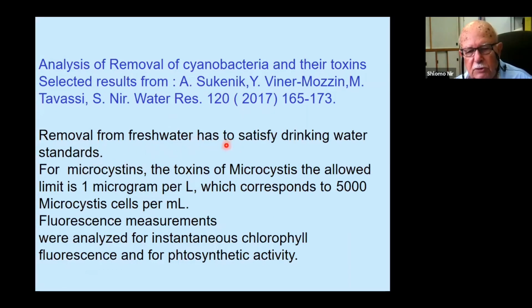Removal of cyanobacteria from fresh water has to satisfy drinking water standards. For this cyanobacterium, Microcystis, the toxins are called microcystins. The allowed limit is 1 microgram per liter. This corresponds to 5,000 Microcystis cells per ml. Fluorescence measurements were analyzed for instantaneous chlorophyll fluorescence and for photosynthetic activity.